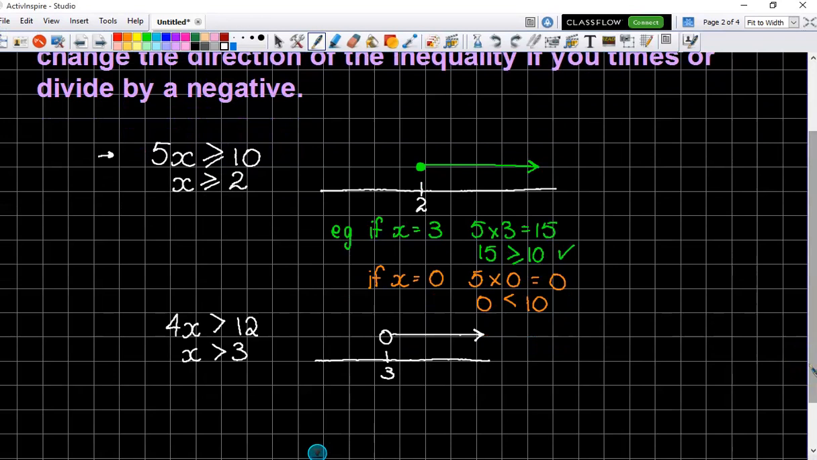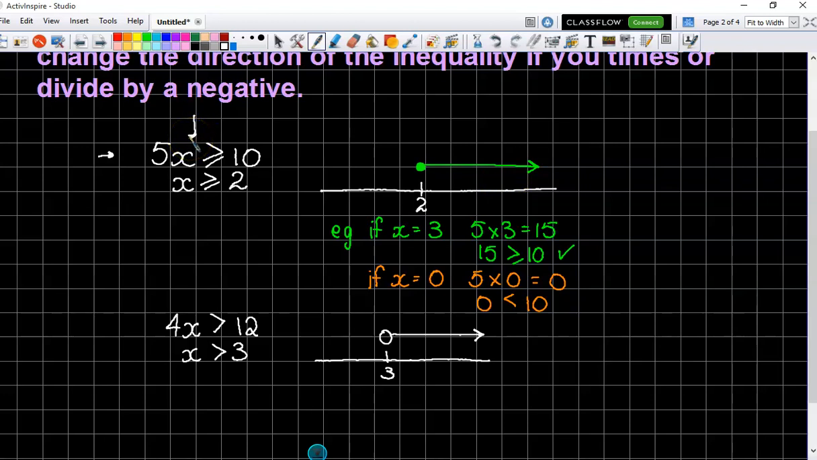So, on our number line here, we're saying x is greater than or equal to 2. That's what this means. It can be 2, but it could also be 2.1, 2.3, 2.555, 3, 4, 5, 6, 100. All of those values make this statement true.